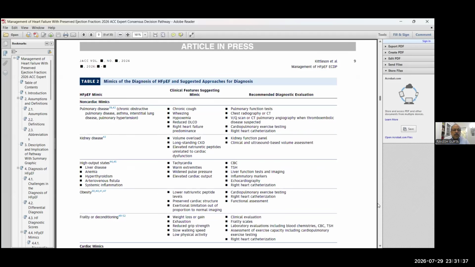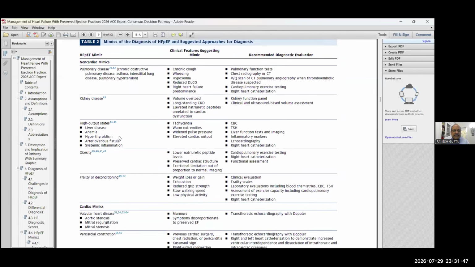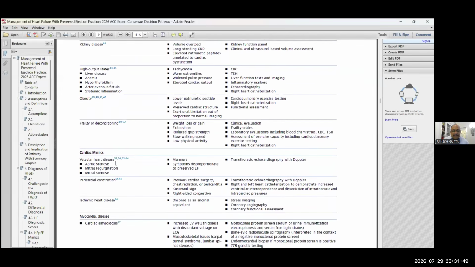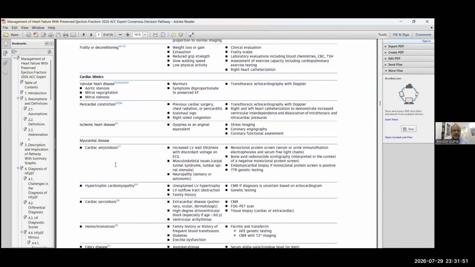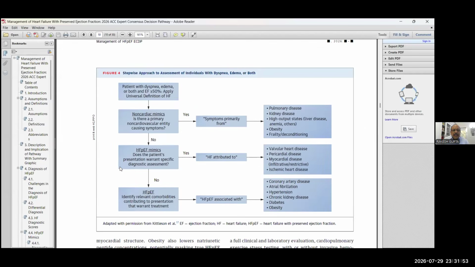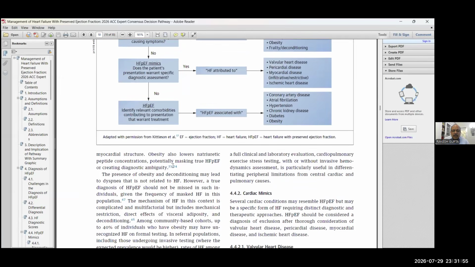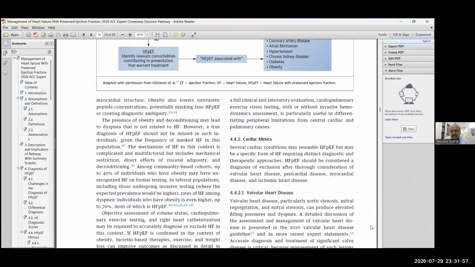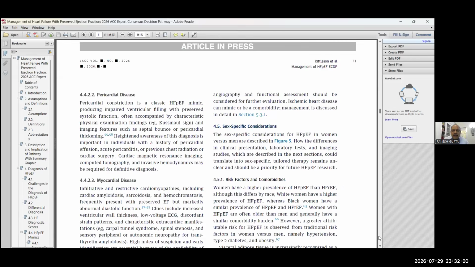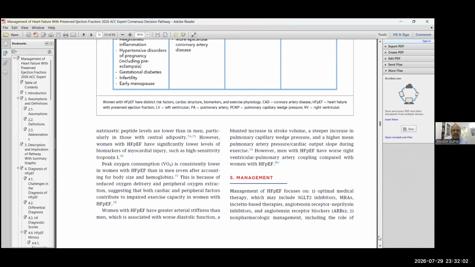So there are two scores. Look, these are non-cardiac mimics. These are diagnostic evaluation for non-high output states. Cardiac mimics. And after this, you have to have two different scores to calculate their probability of heart failure with preserved ejection fraction.